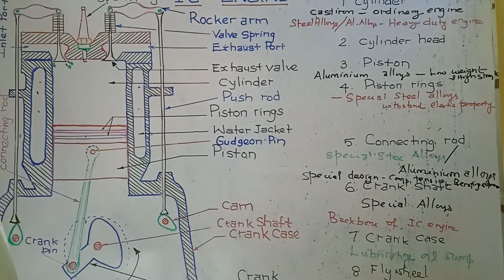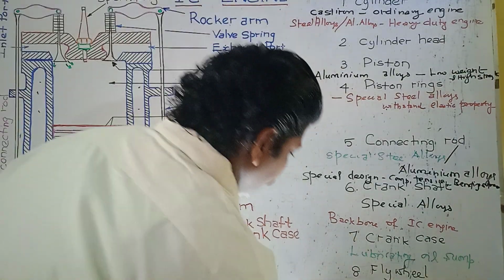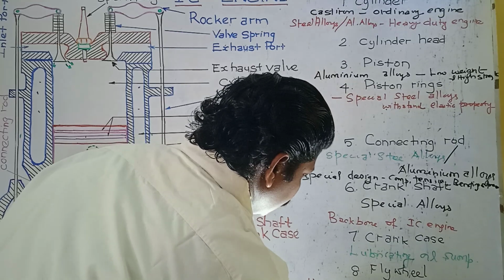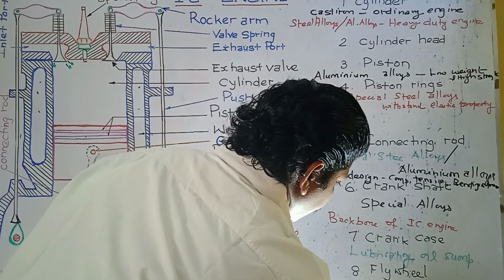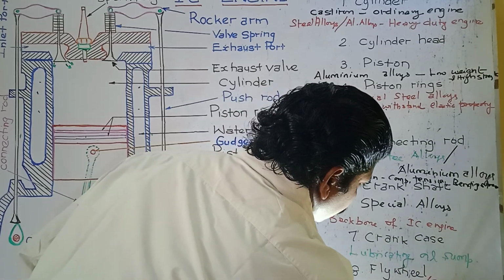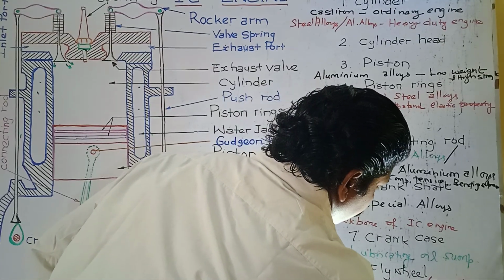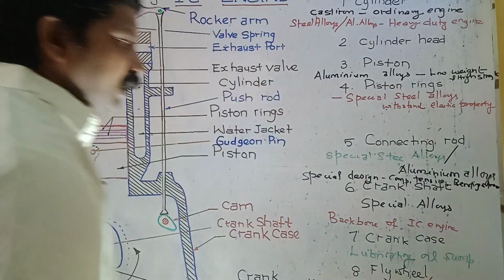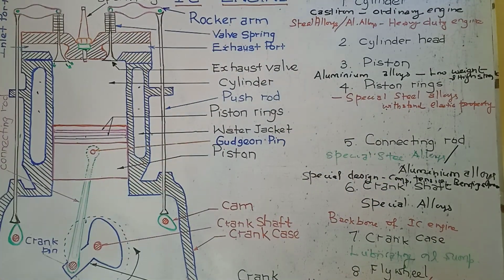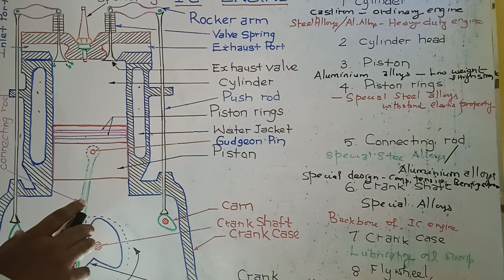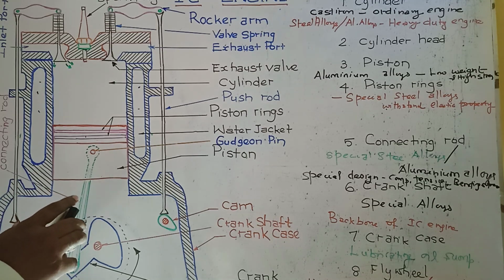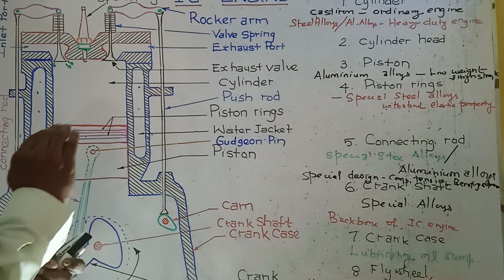The flywheel is made using high strength steel or composite material. The flywheel stores the excess energy in the power stroke and utilizes it for the idle strokes or remaining strokes. It is used to maintain a constant speed in the engine.